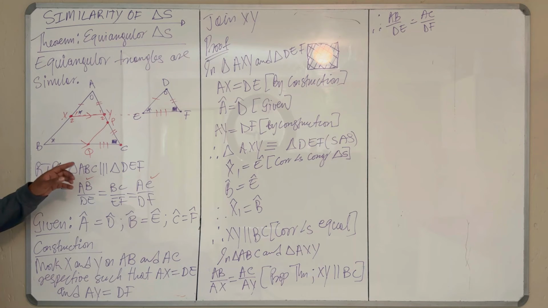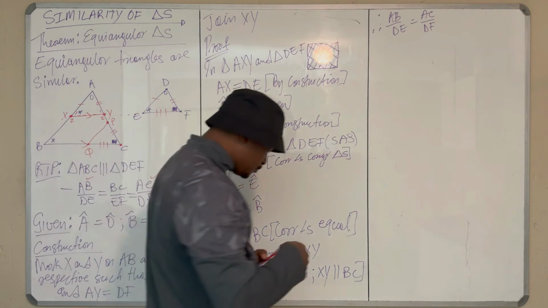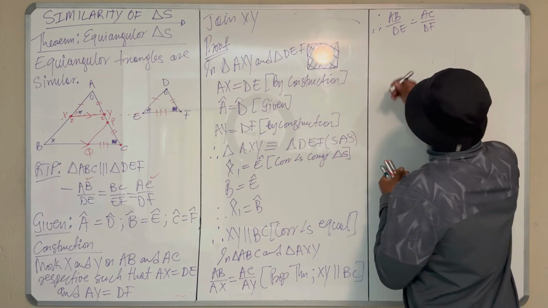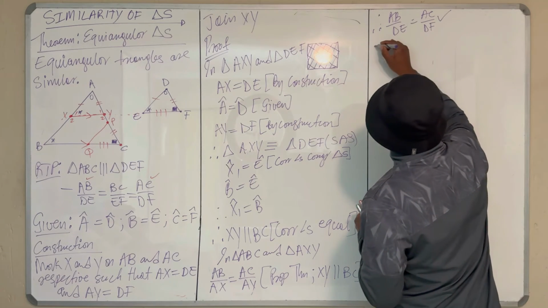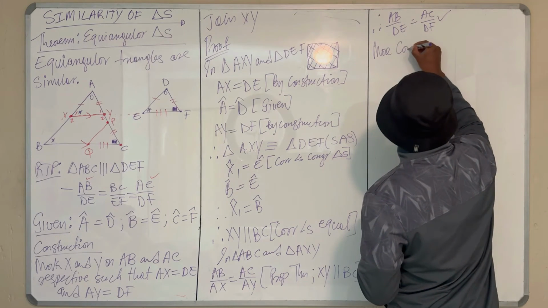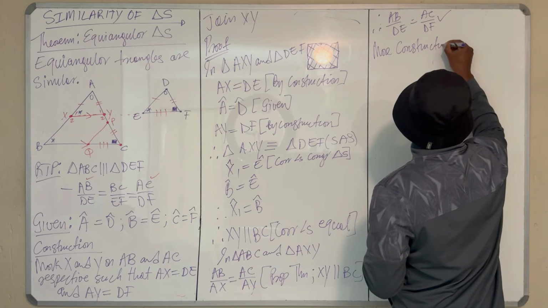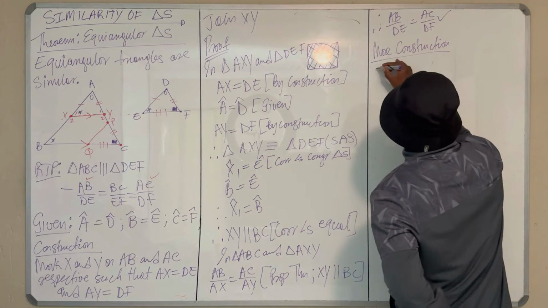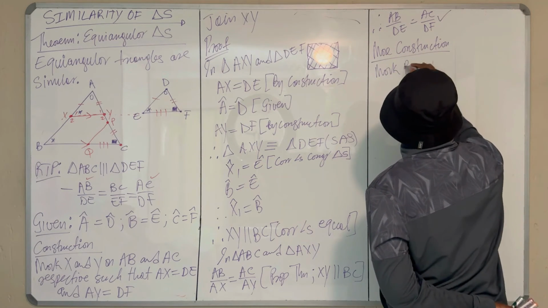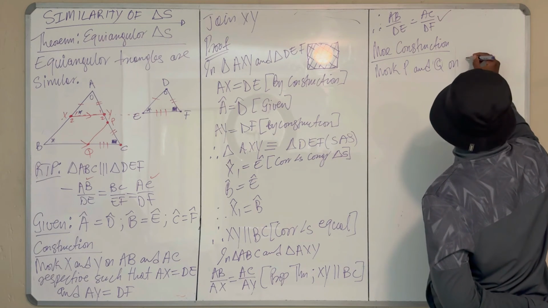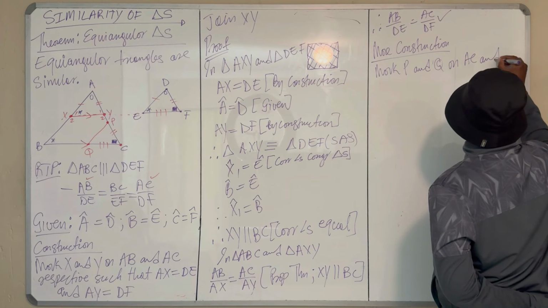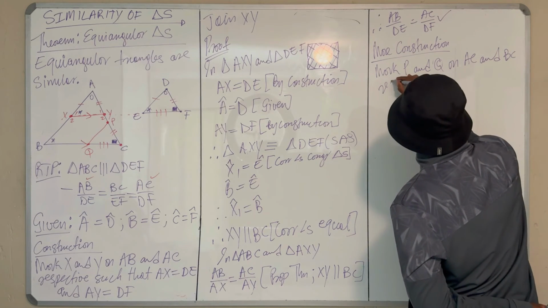So I'm going to do it, but I'm not going to do it as clearly because it's the same thing. It's the same proof. So what do I get here? Normally, they will ask you to stop here. So I'm going to say more construction. Right? Yes. I'm going to mark P and Q on AC and BC respectively.